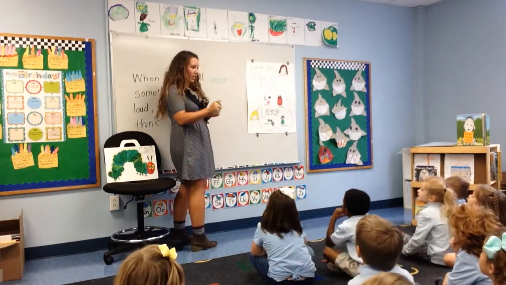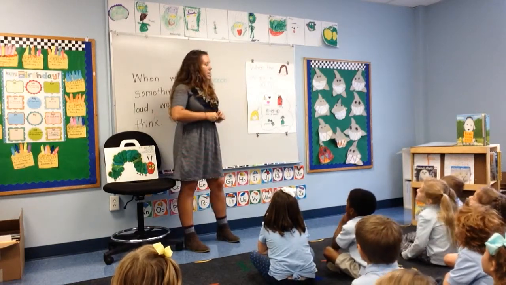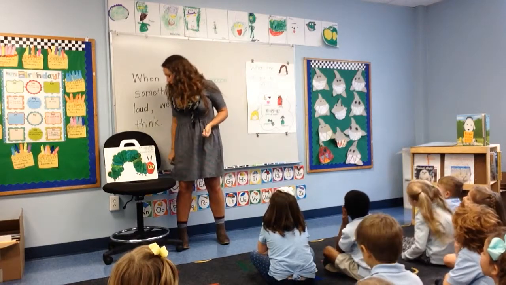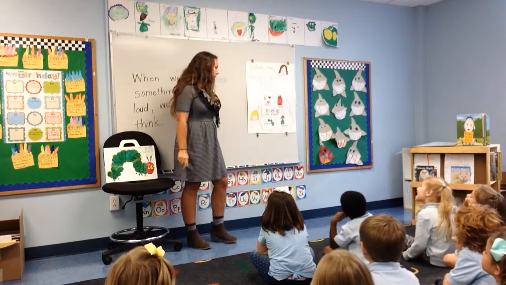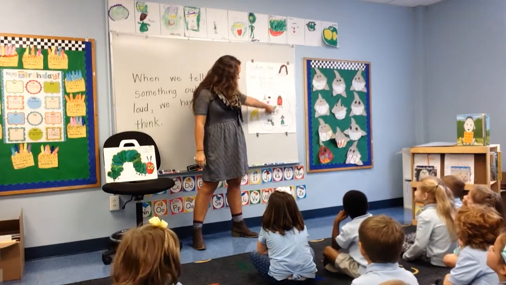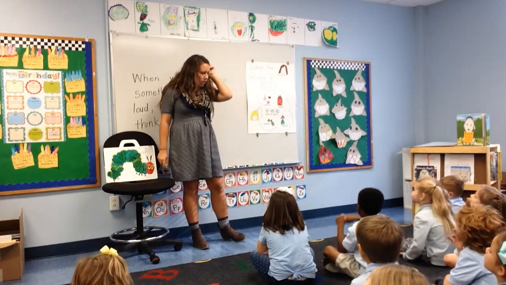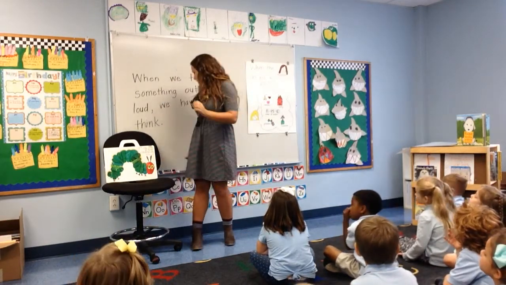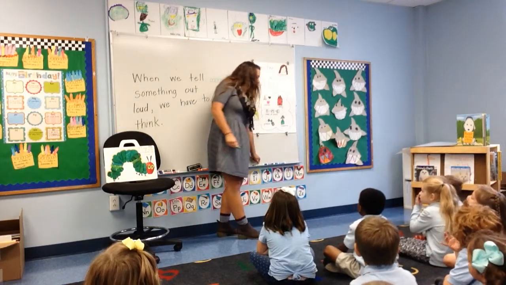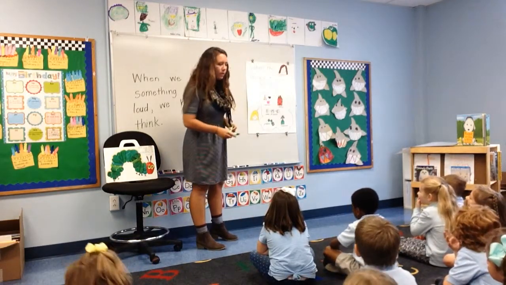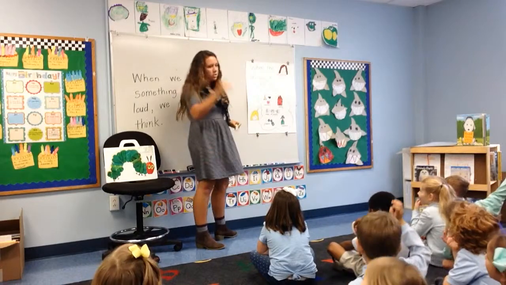Okay, so there's our character. What's the next thing? Gordon, what's the next key detail that we have to remember with our chart? The setting. The setting. Alright, so where did our character live? Where was the setting of our story?